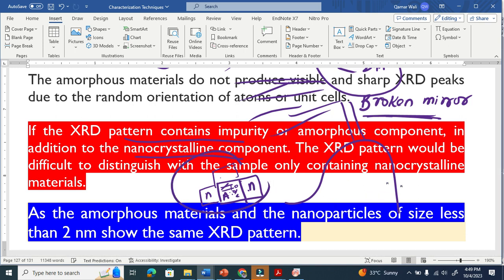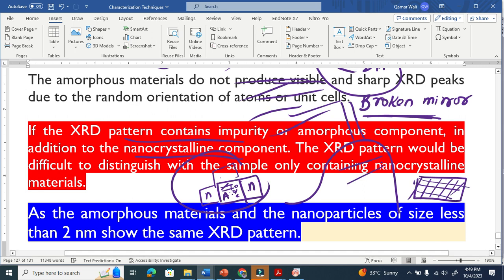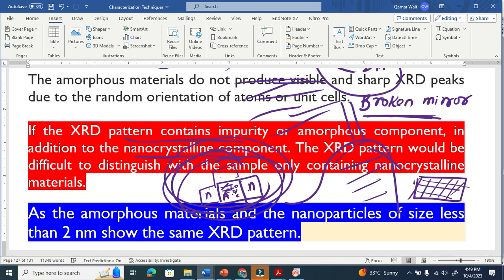Let's compare this with only nanomaterial. This is completely crystalline nanomaterial. It also gives the same pattern. And here is the impurity or amorphous nature in the material. So how will you differentiate that my material has no impurity, that my material is a pure crystalline material, because in both cases you get the same XRD pattern.